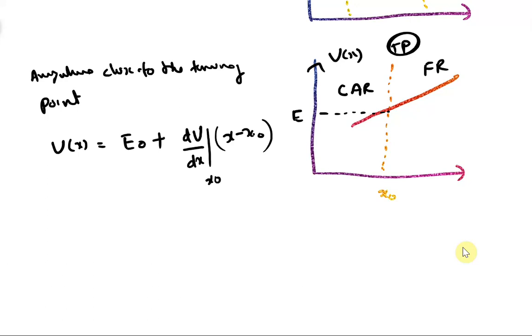Okay, so this is the way I write my potential, and you can write the slope with some other constant c or something. So V of x is going to be E plus c into x minus x naught. So that is how your potential is going to be.